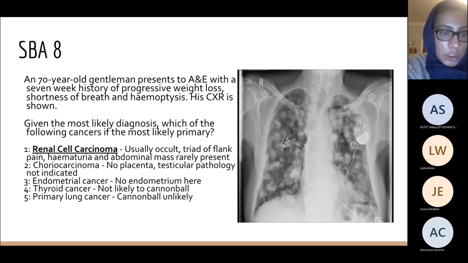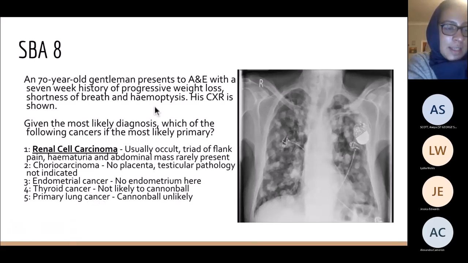Choriocarcinoma, there's no reason why you would think it would be that. There's nothing suggestive of any placenta or any testicular pathology. You also tend to get choriocarcinomas particularly in something called molar pregnancies, which is a type of complication you can get in pregnancies. If someone has that, they would be pregnant, and they would also typically get hyperemesis, so a lot of vomiting during their pregnancy, which is suggestive of choriocarcinoma. Prostate and endometrial cancer, obviously that's not going to be the case in a man. Thyroid cancers aren't associated with cannonball mets.